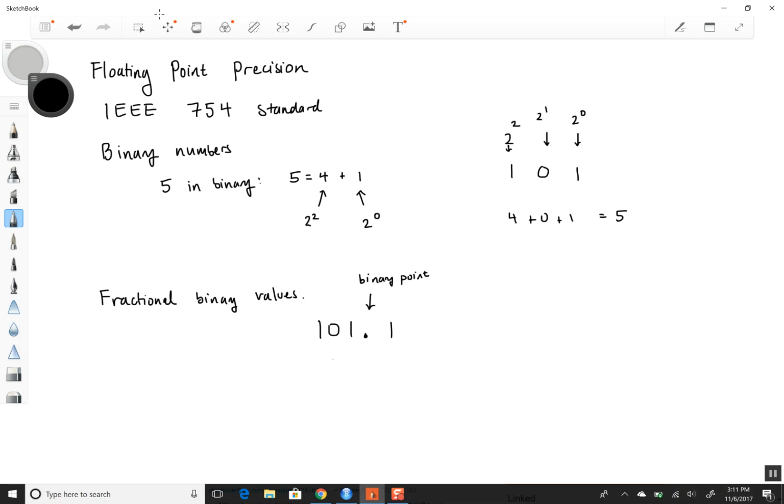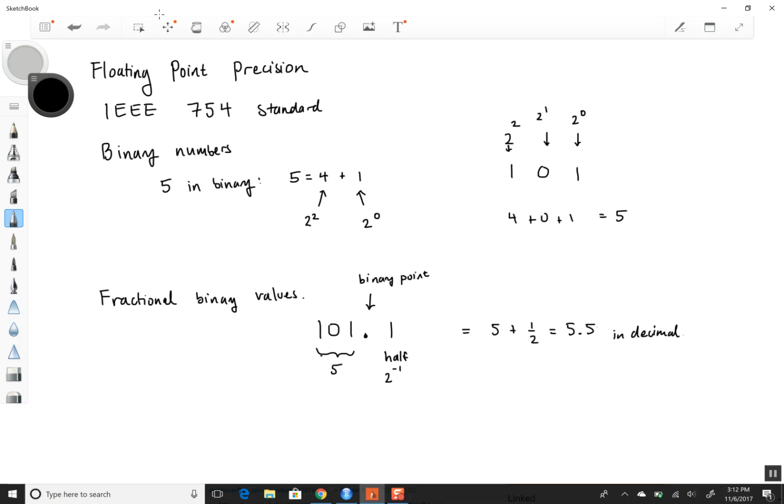So the 101, this part, this is 5, right? And then we are one position after the binary point, so that would be what place? Not the tenths, not the hundredths, but the halves place, right? This is 2 to the negative 1. So this would be equal to 5 plus 1/2, or 5.5 in decimal.